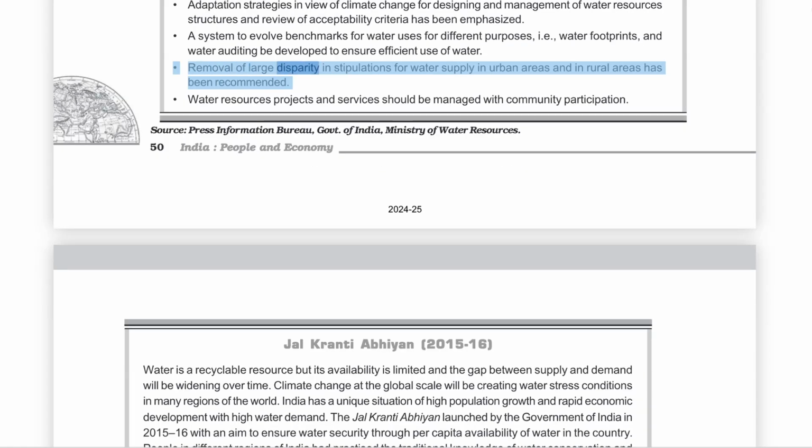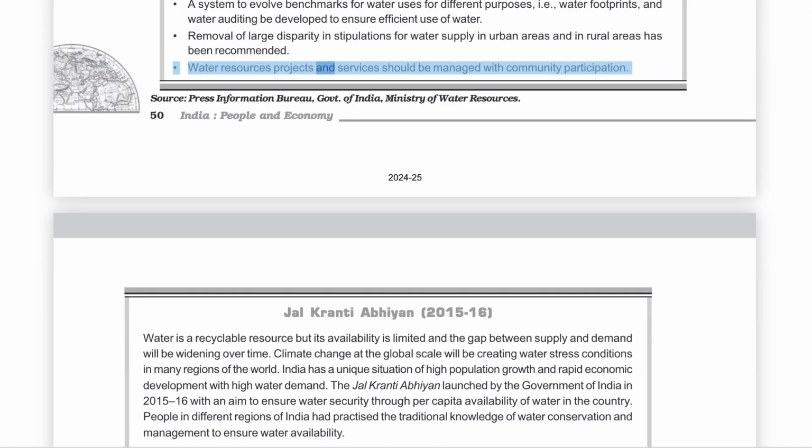Removal of large disparity in stipulations for water supply in urban areas and in rural areas has been recommended. Water resources projects and services should be managed with community participation.